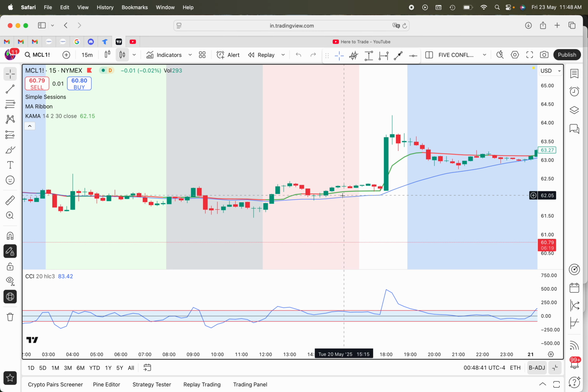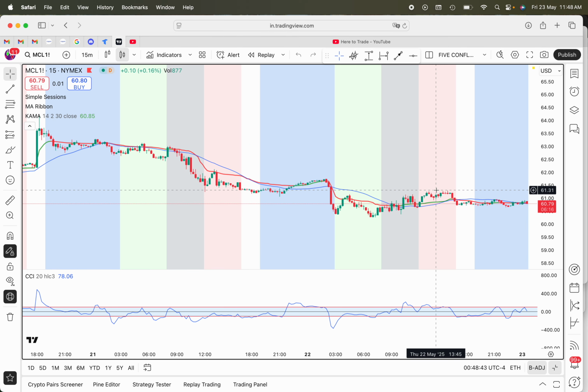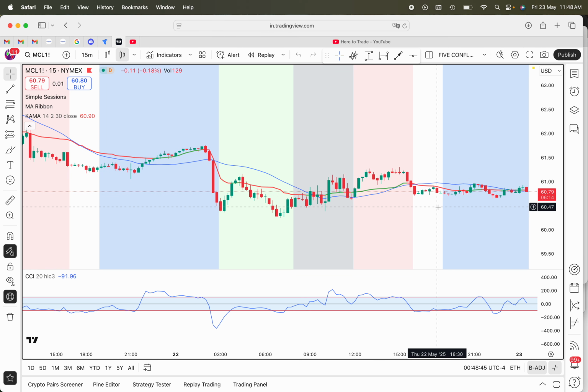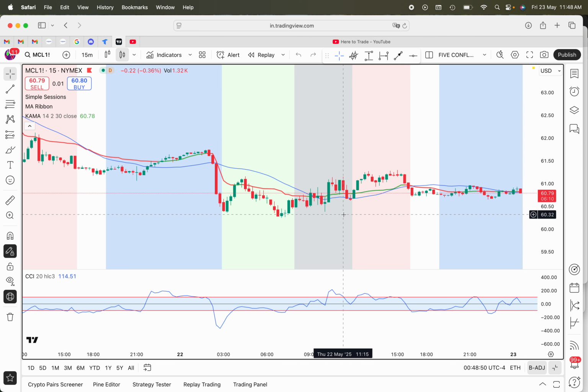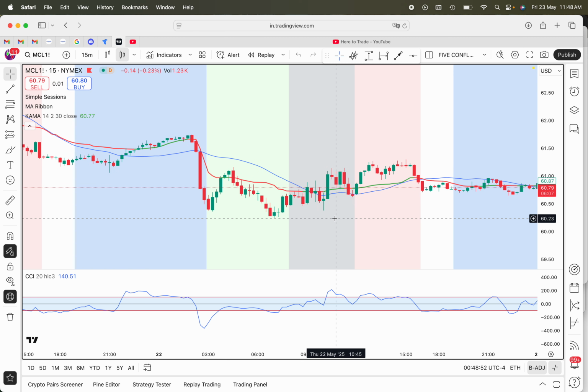sign of strength. Okay, so we go back to crude oil from last night, Thursday the 22nd of May. It was quite a shitful trading session.